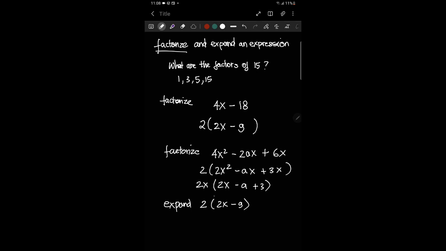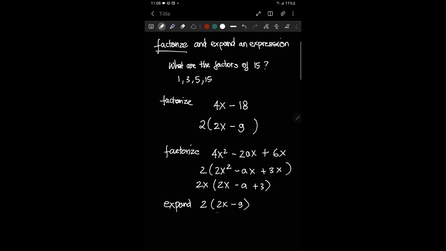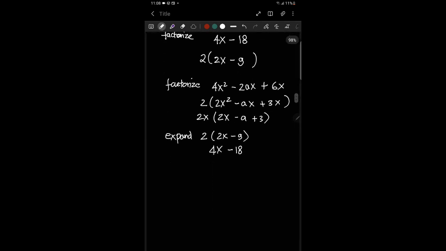So if I have a question like 2 in a bracket, then basically I need to give the 2 to each term that is available in this expression in the bracket. So I give the 2 to 2x, then I will multiply, right? If I take it away, I will divide. If I give it back, I will multiply. So expand 2 times 2x becomes 4x, and then I will give the 2 to negative 9, right? So it becomes negative 18.